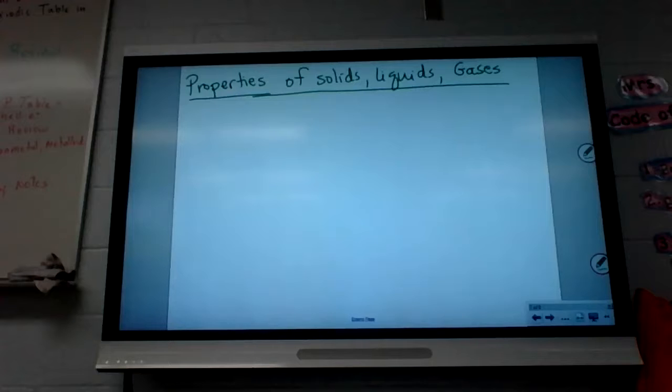Everybody good on the rules? It's not that long of a pre-lab. There's a few steps. I've broken them apart, so it might be more steps, but the length is about the same. And then there's a data table. I've given you the data table, and you'll just have to have it ready.